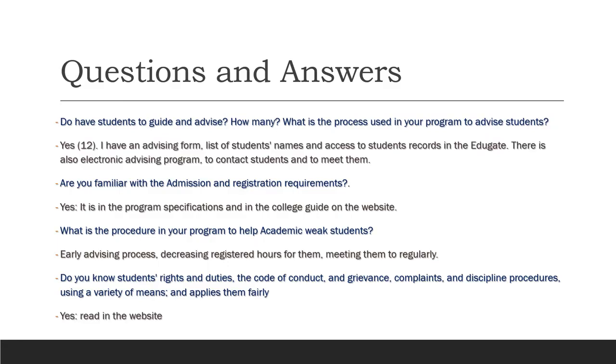Do you know student rights and duties, the code of conduct, and do you know the grievance, complaints, and discipline procedures? Do you use a variety of means and apply them fairly? So you have to read all of these on the website.